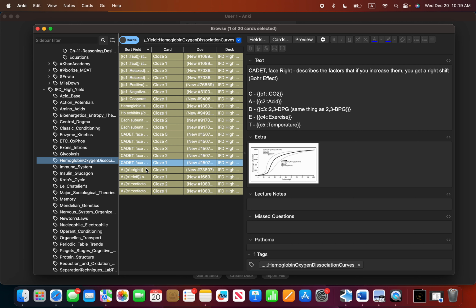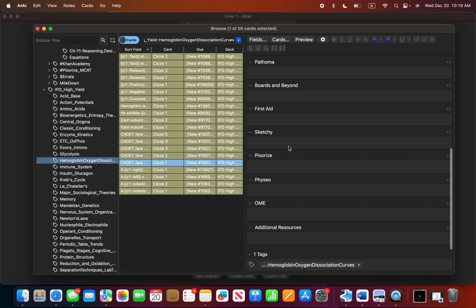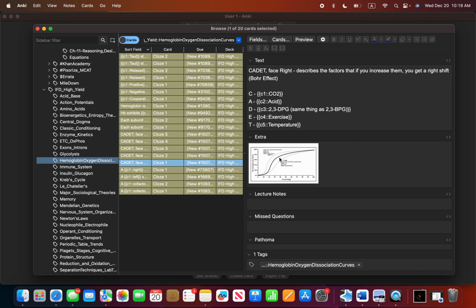We were on the hemoglobin oxygen dissociation curve. And this CADD thing, I have no clue what it is. I'll definitely search more about it. I'm starting to remember that this dissociation curve shifts to the right or shifts to the left with these five factors, which is CADDs. It describes the factors that, if you increase them, you get a right shift, which is the Bohr effect.